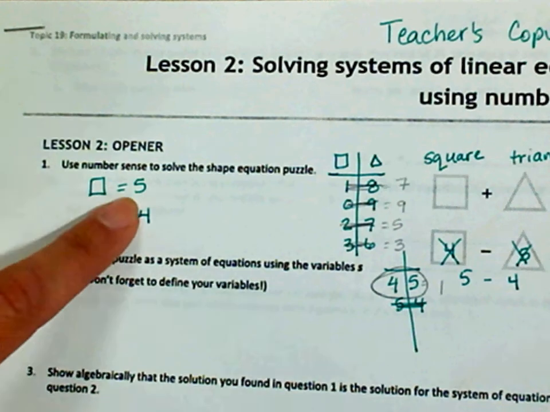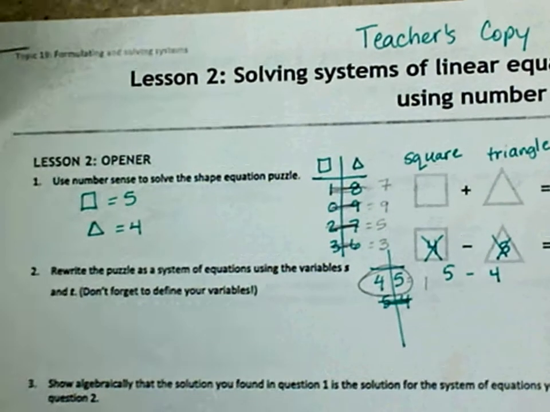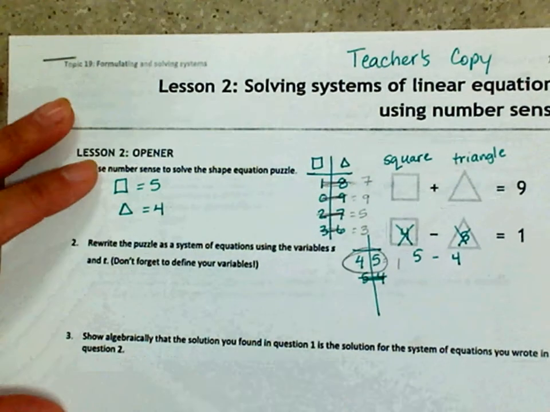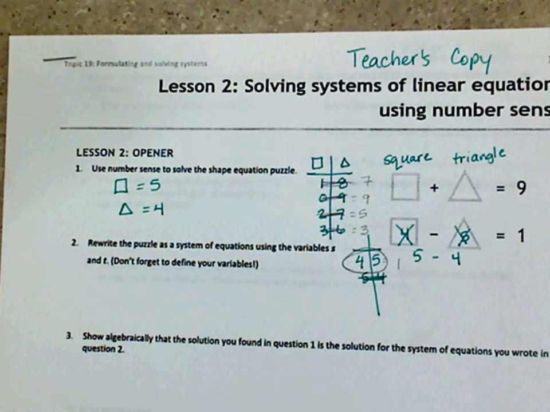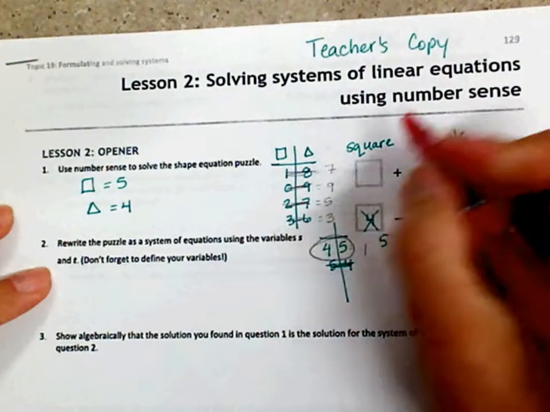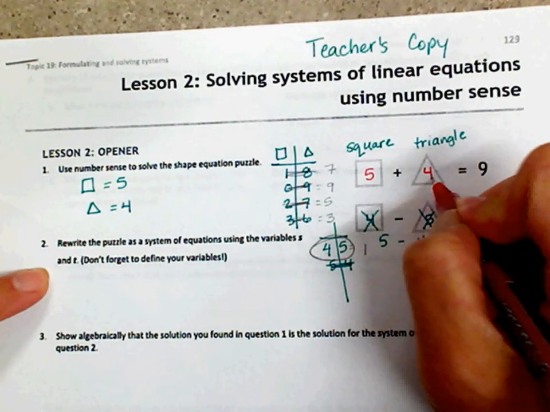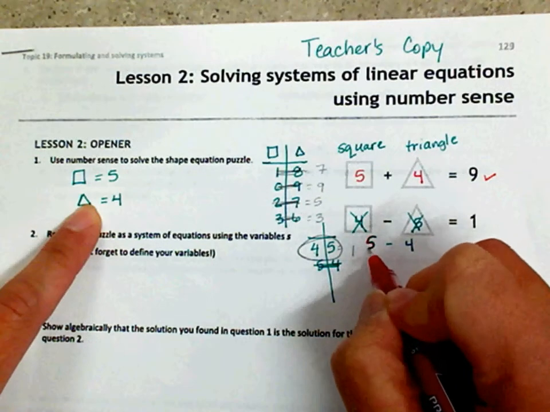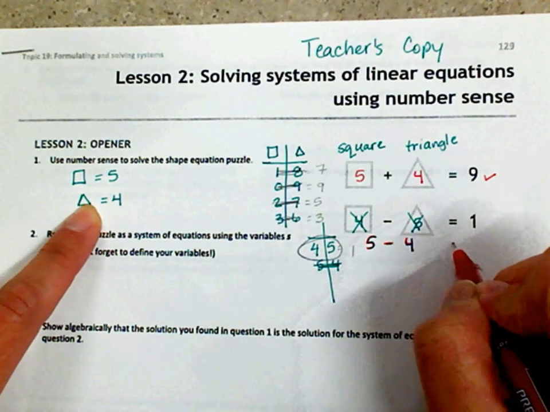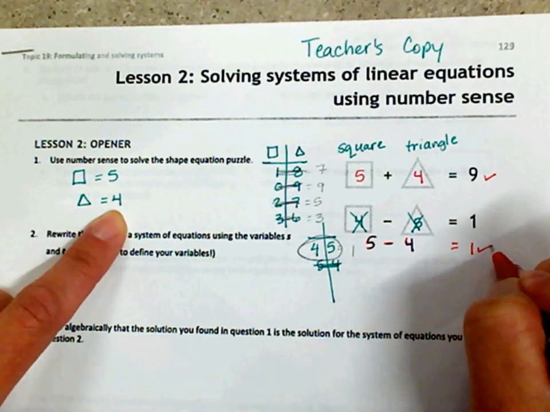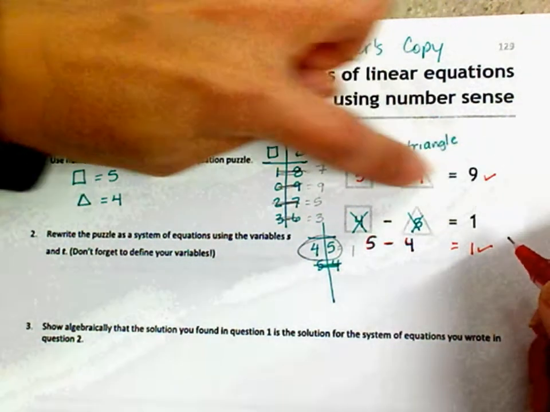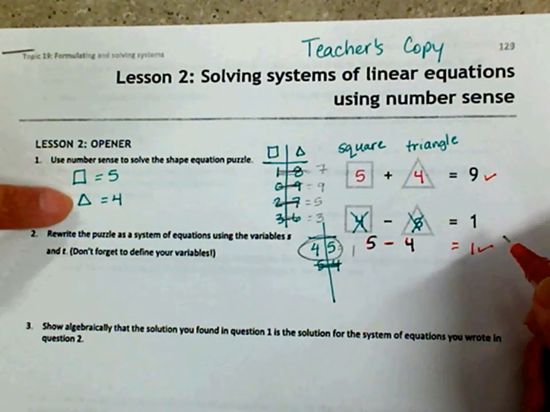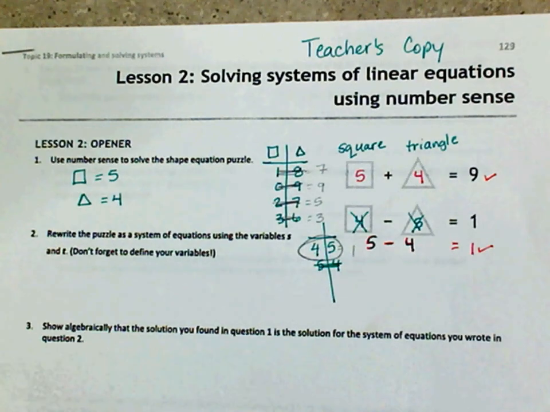And the reason being, let's look at this problem real quick. I'm going to use a red ink instead. I hope you guys can see red okay. 5 plus 4 is equal to 9. Check. 5 minus 4 is equal to 1. Check. So what is the solution to this first equation and this second equation? Your square is a 5 and your triangle is a 4. Just like that.